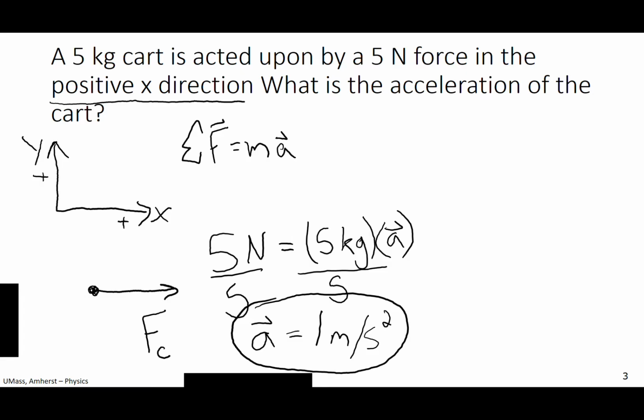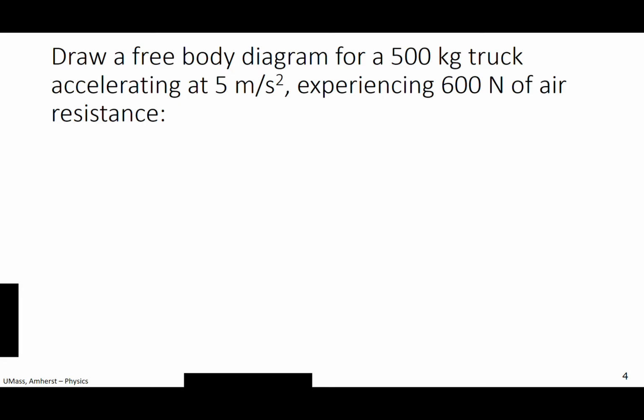Very straightforward math. So, free body diagrams. It's important to practice these because it's very useful to make sure we know how to label all the forces and account for all of the forces that are happening on an object. So a 500 kilo truck accelerating at 5 meters per second squared, experiencing 600 newtons of air resistance. So why don't you pause this video quickly, try it on your own on a piece of paper, and then resume and we'll walk through it.